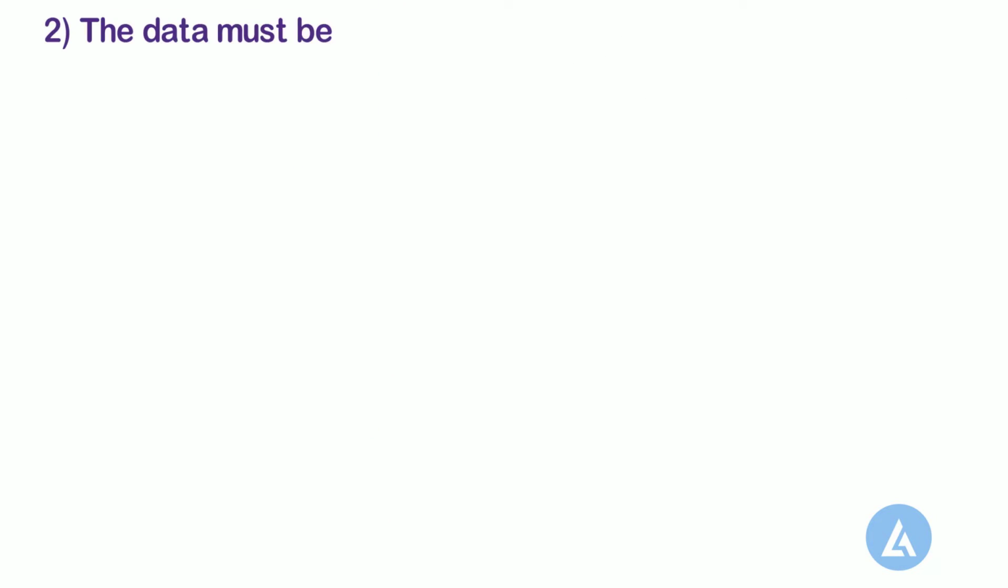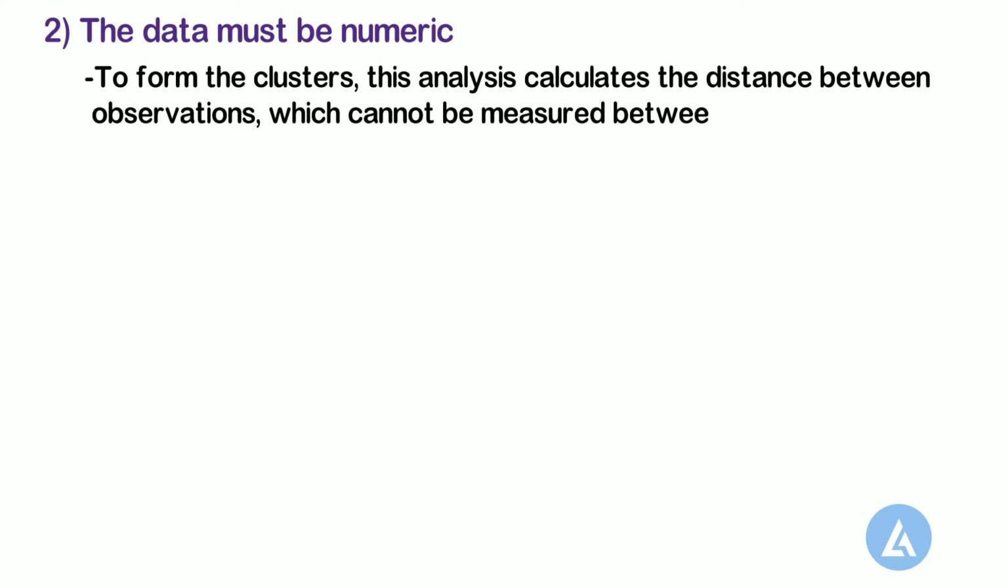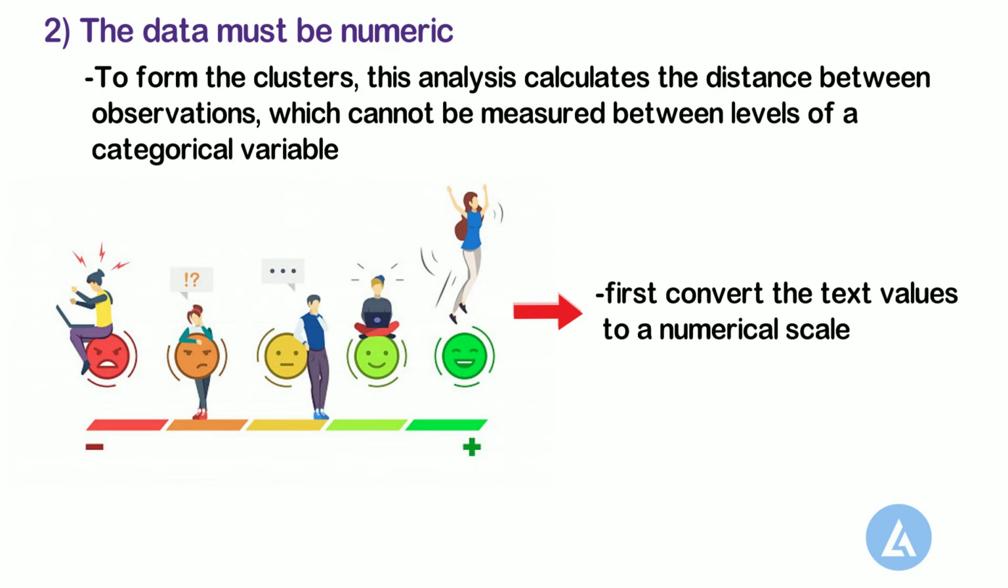2. The data must be numeric. To form the clusters, this analysis calculates the distance between observations, which cannot be measured between levels of a categorical variable. To use a categorical variable in the analysis, you must first convert the text values to a numerical scale. For example, an analyst measures customer satisfaction using the categories very satisfied, satisfied, unsatisfied, and very unsatisfied. To perform cluster observations, the analyst records these categories as +2, +1, -1, -2.